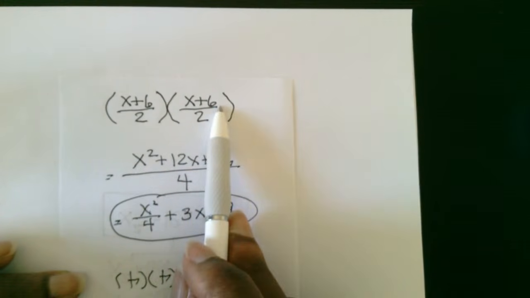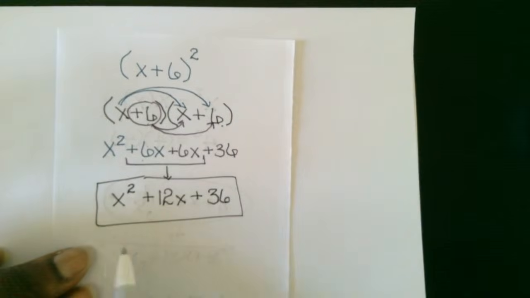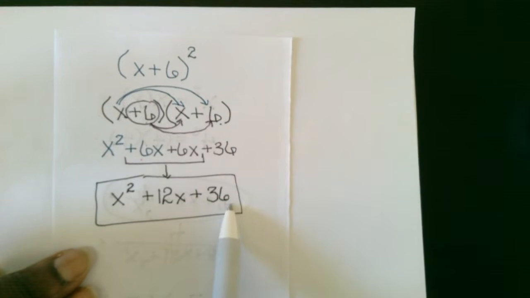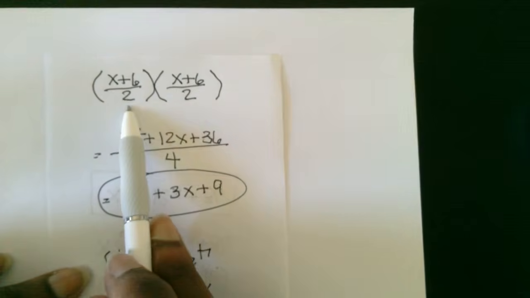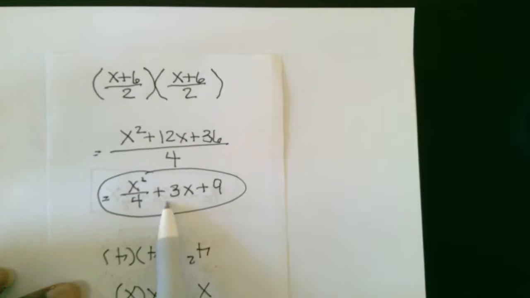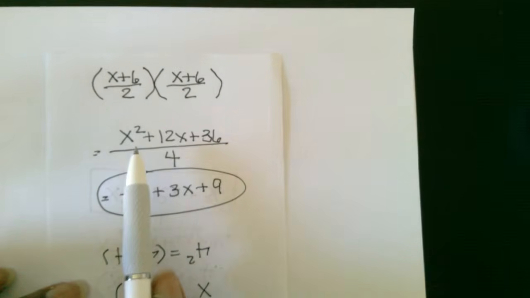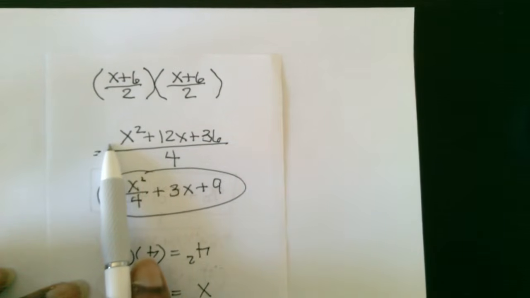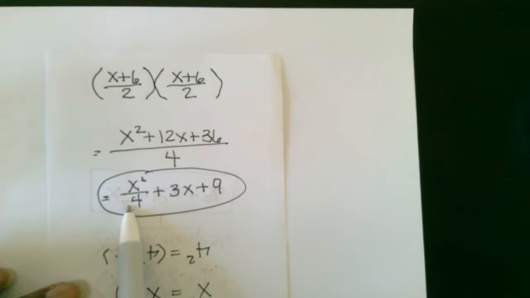So the numerators is what we got for the factoring. Remember what we did right here? Okay. So that goes in your numerator. Then you have your 2 times 2, which gives you 4. So how did I get this? I divided everything by 4. So what's in front of this x squared is a 1. So 1 divided by 4 is 1/4. That's why you have your x squared over 4.